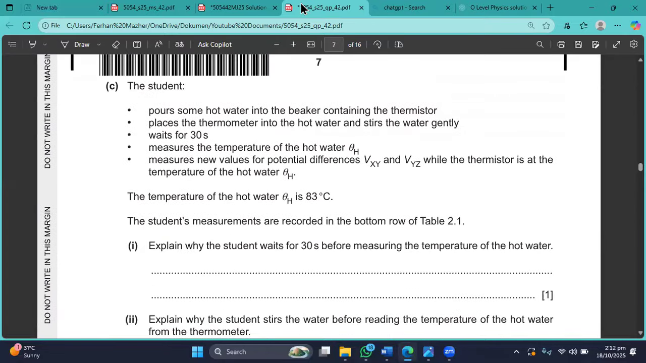Okay, then the student pours some hot water into the beaker containing the thermistor, places the thermometer into the hot water, and stirs the water gently. Wait for 30 seconds, measure the temperature of the hot water, and it is called theta H. Measure new values for the potential difference Vxy and Vyz while the thermistor is at the temperature of the hot water. The temperature of the hot water is 83 degrees centigrade. The student's measurements are recorded in the bottom row of table 2.1. Explain why the student waits for 30 seconds before measuring the temperature of the hot water.